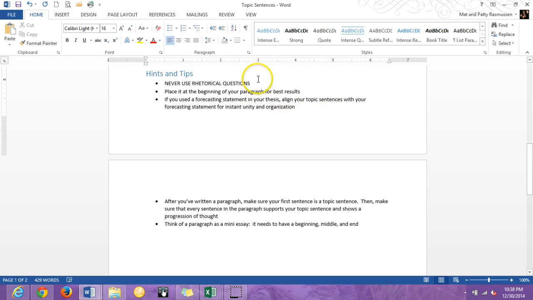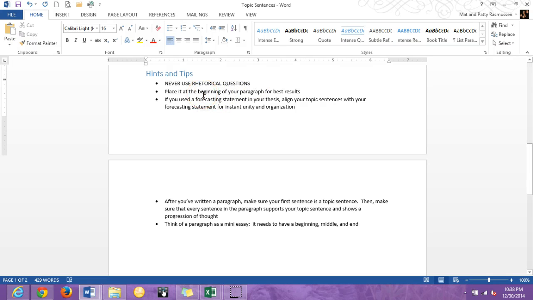Just like your thesis statements, do not ever use a rhetorical question as a topic sentence. It's lazy, it's informal. I know you can do better than that, so I really want you to challenge yourself and never use a rhetorical question anywhere in your paper, but it's certainly not as a topic sentence.